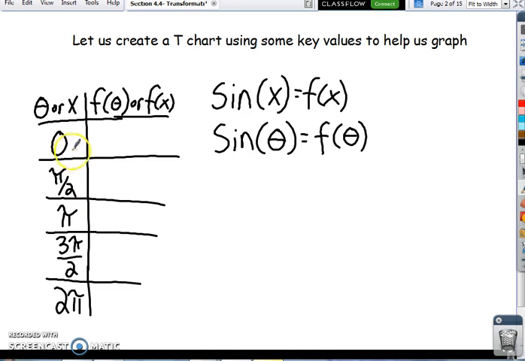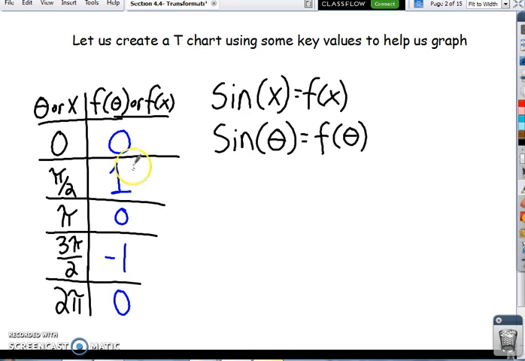So what is the y value at 0? Why, it's 0. What is the y value at pi over 2? Looking on a unit circle, that's 1. What's the y value at pi? 0. 3 pi over 2, that gets me a negative 1, it's 270 degrees. And 2 pi gets me back to 0 again.